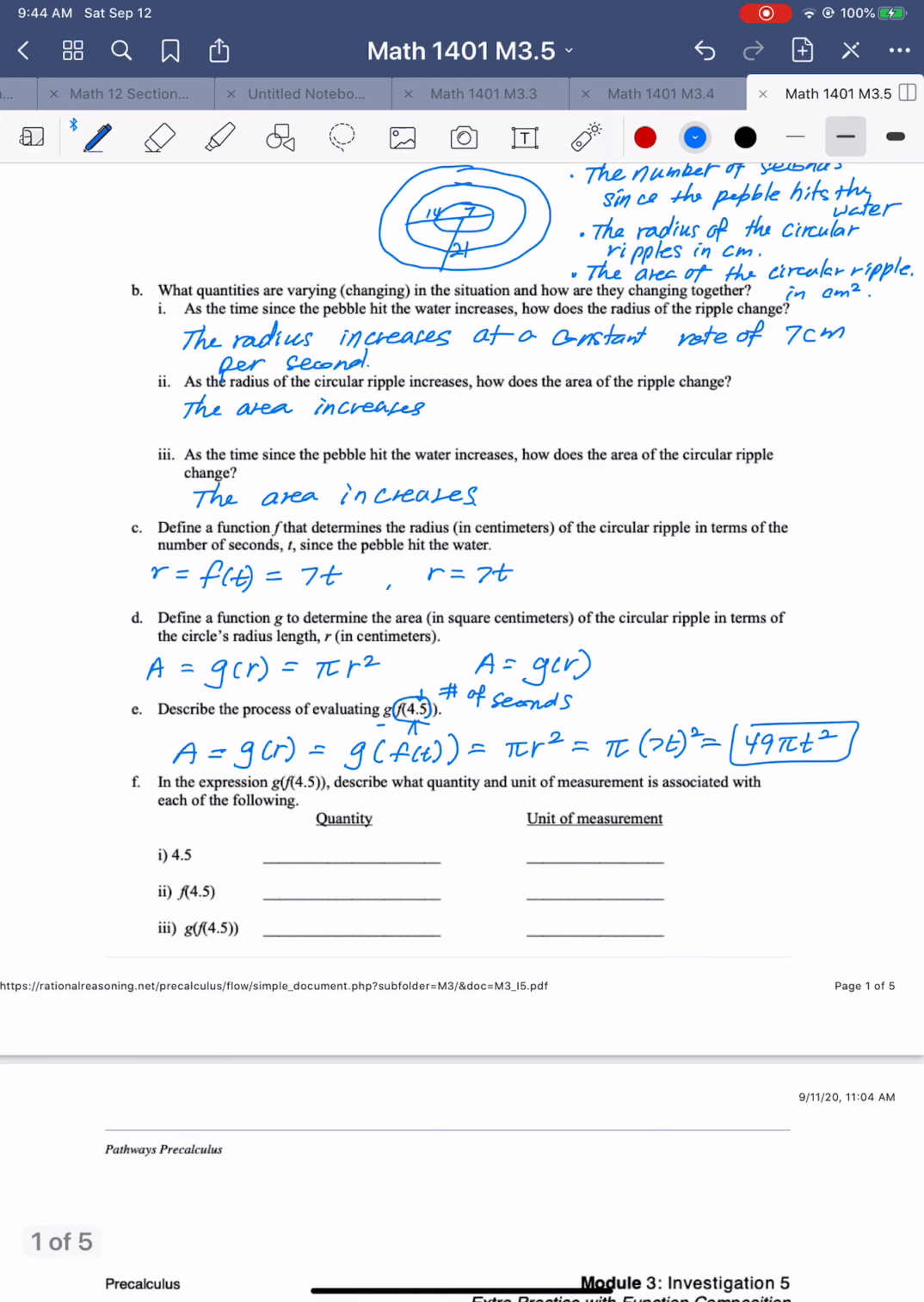So in the exercise g of f of 4.5, describe the quantity and unit of measurement associated with each of the following. So 4.5 means the number of seconds, so we can say it is the elapsed time since the pebble hit the water, in seconds: 4.5 seconds. And f of 4.5 gives us the length of the radius, which, of course, is in centimeters. And then g of f of 4.5 gives us the area of the circular ripple, in square centimeters.